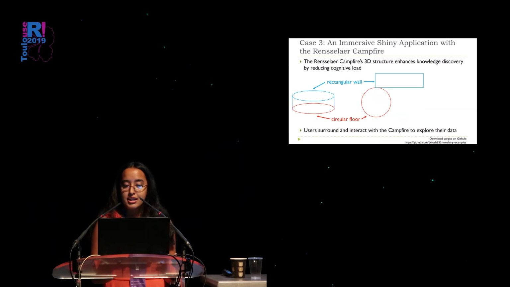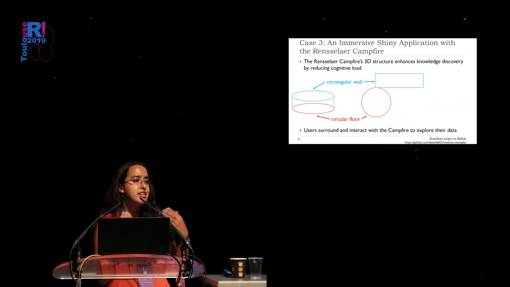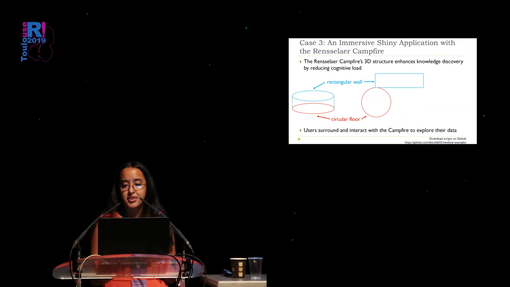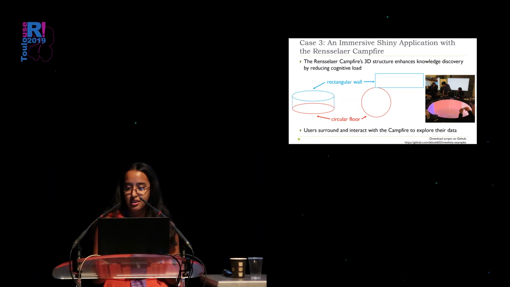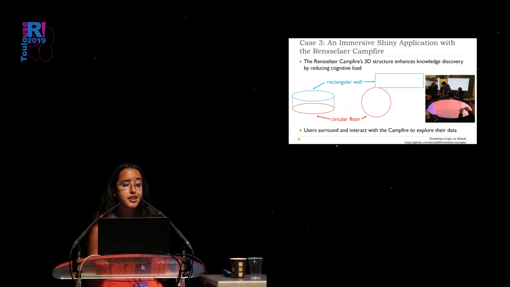When we break this down, we can see the 2 monitors creating the Campfire more clearly, a circle and a rectangle. Since the Campfire structure handles all window warping, all we have to think about is dealing with these 2 monitors. We also have access to a controller to initialize visualization. Users can surround and interact with the Campfire to explore their data. And by using this 3D structure, we increase collaboration and enhance innovation. We also reduce cognitive load.